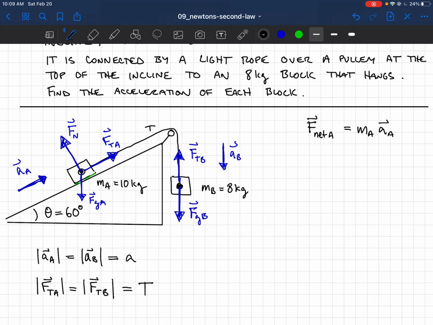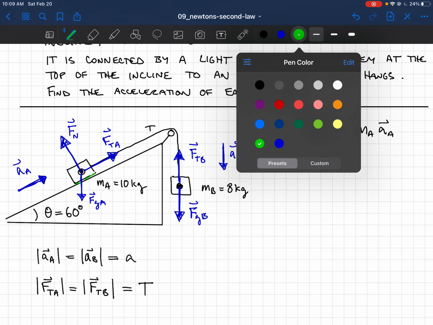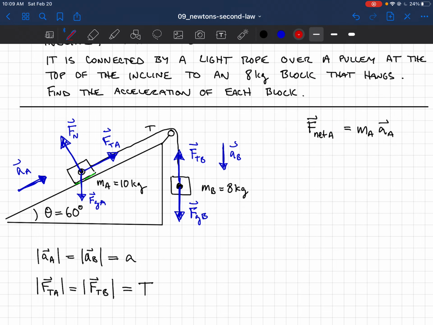Okay, I think we're ready to start now. I've already written down Newton's second law for the first object, so let's continue. We choose a coordinate system. As we saw in a previous example, when you have an object on an incline, this is often a nice coordinate system to choose because you get multiple things on the x and y axes. The only thing that falls off of the axes is the gravity vector, and we'll deal with that separately.